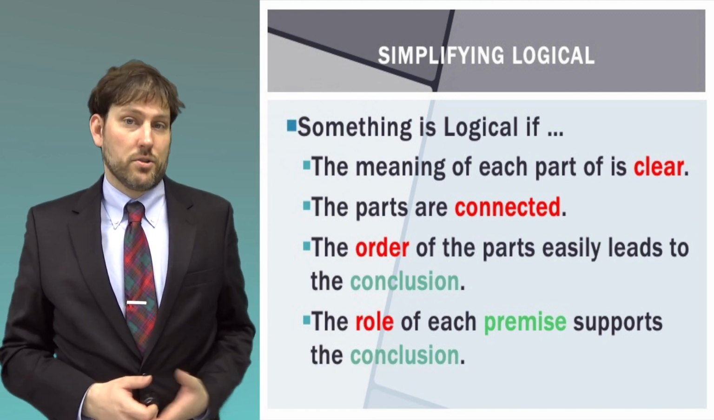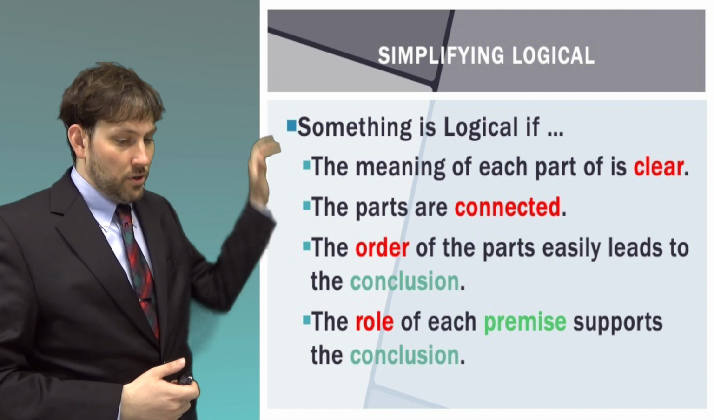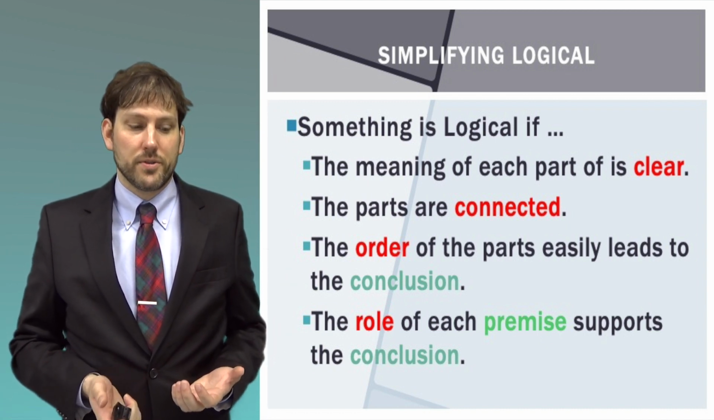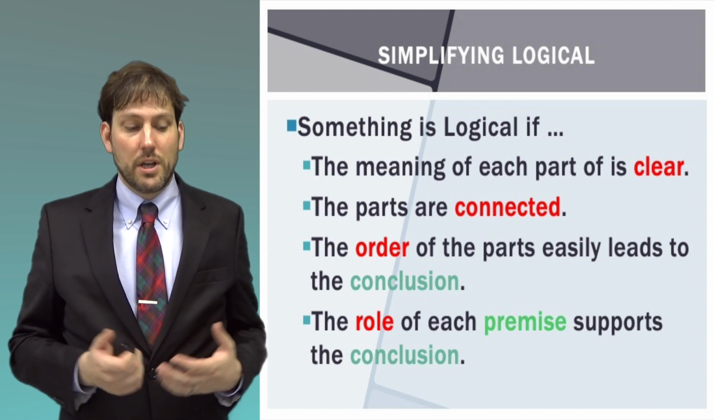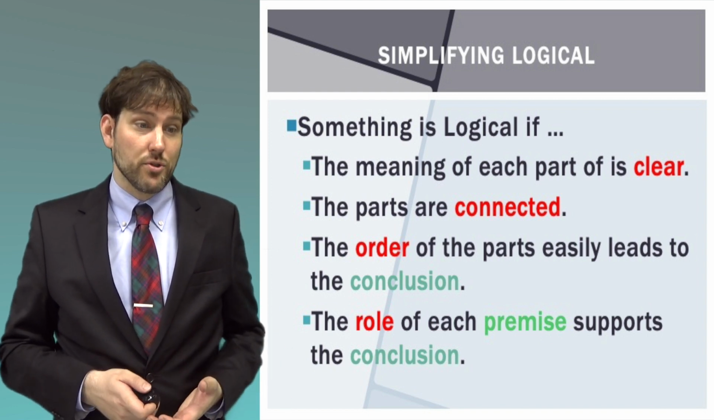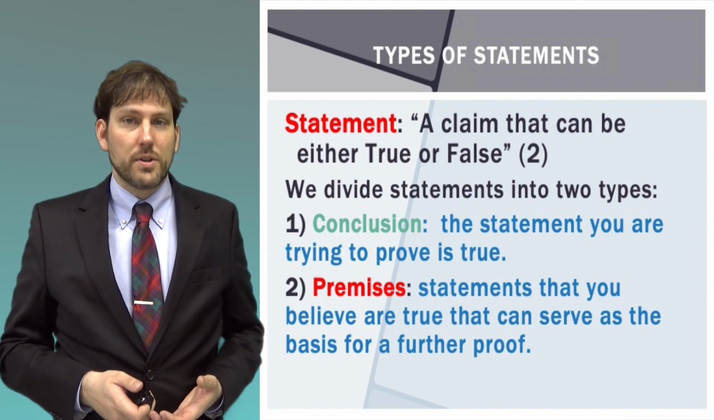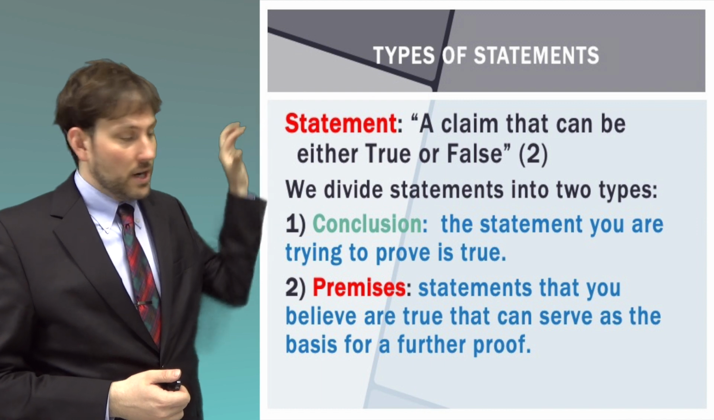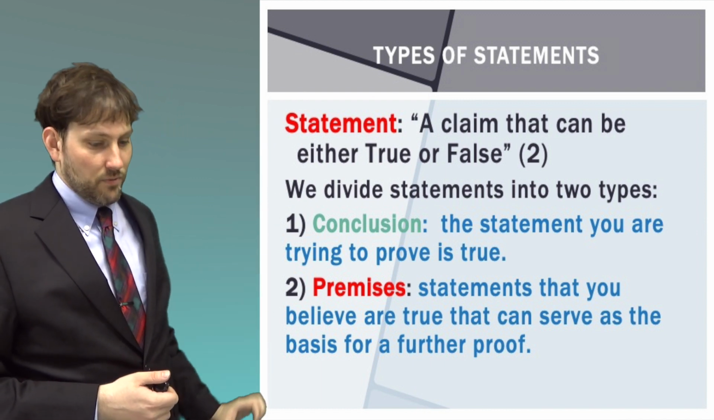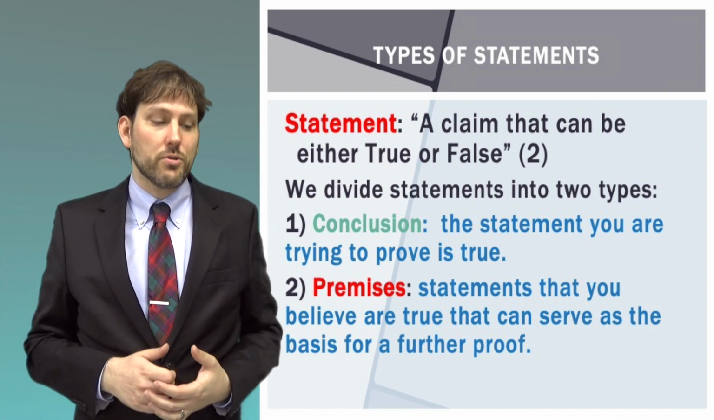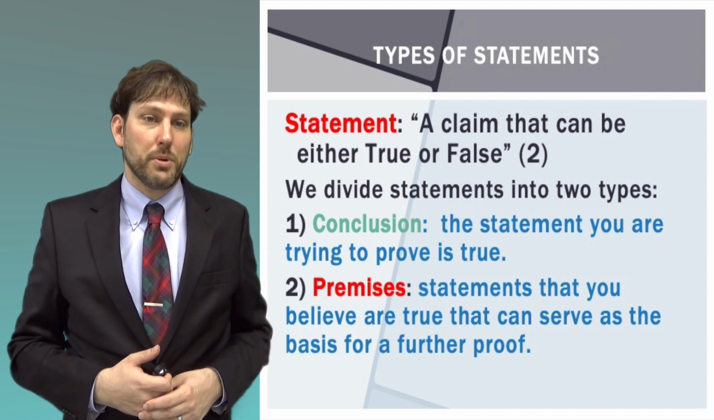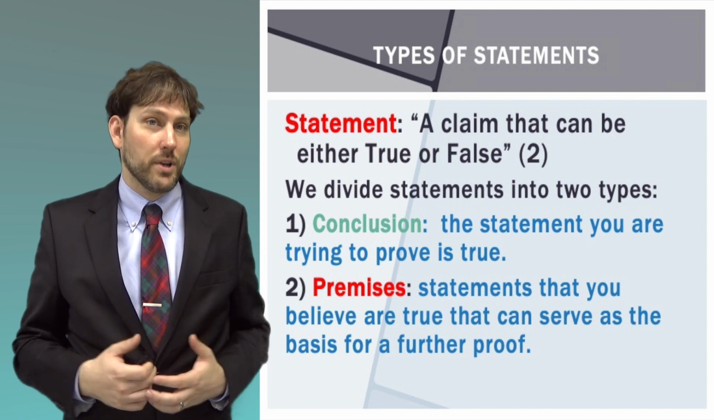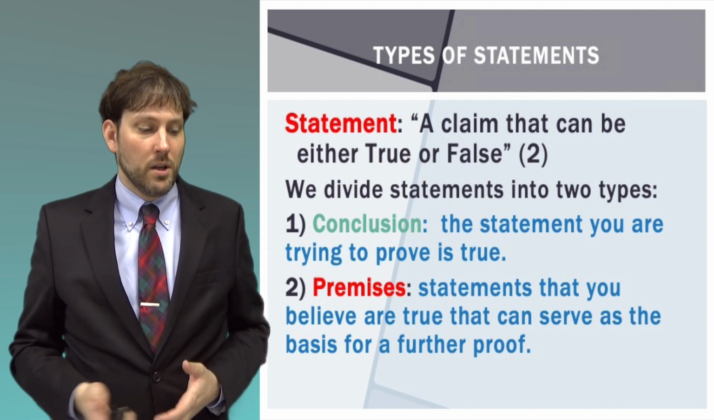So, in the last lecture, I explained to you that something is logical if the meaning of each part is clear, the parts are connected, the order of the parts easily leads to the conclusion, and the role of each premise supports the conclusion. I also explained that a statement is something that is either true or false. I divided statements into two categories: your conclusion, which is the thing you're trying to prove, and the premise, which are the statements that support the conclusion. They provide proof and evidence that this would be true.